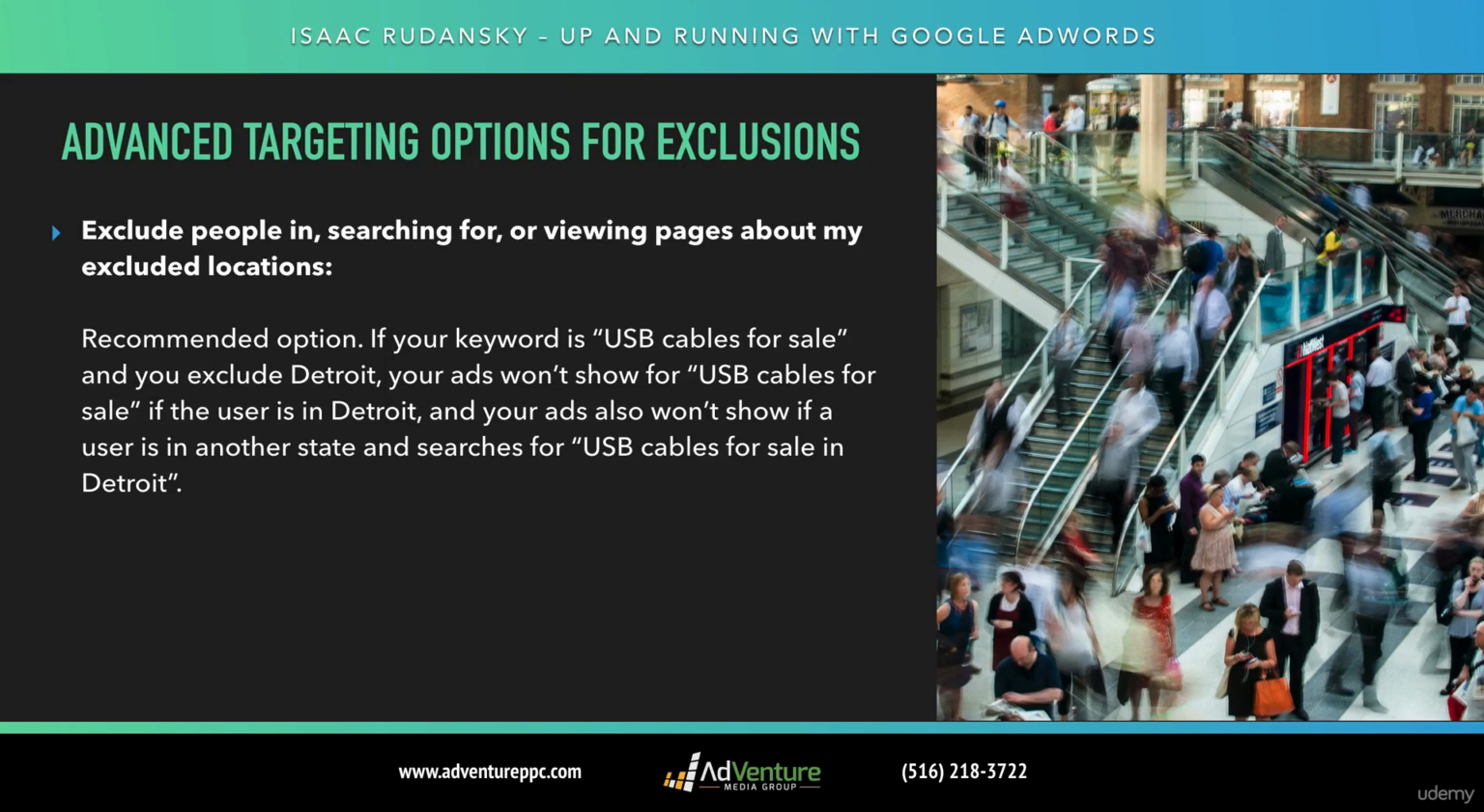So just a quick example. If your keyword is USB cables for sale and you exclude Detroit, right? So say Detroit is one of your exclusions. Your ads are not going to show if somebody searches for USB cables for sale and the user's in Detroit. Your ads also won't show if the user is in another state and they actually show interest. So it's the exact inverse of the first targeting option. You're excluding as much as possible as opposed to including as much as possible.